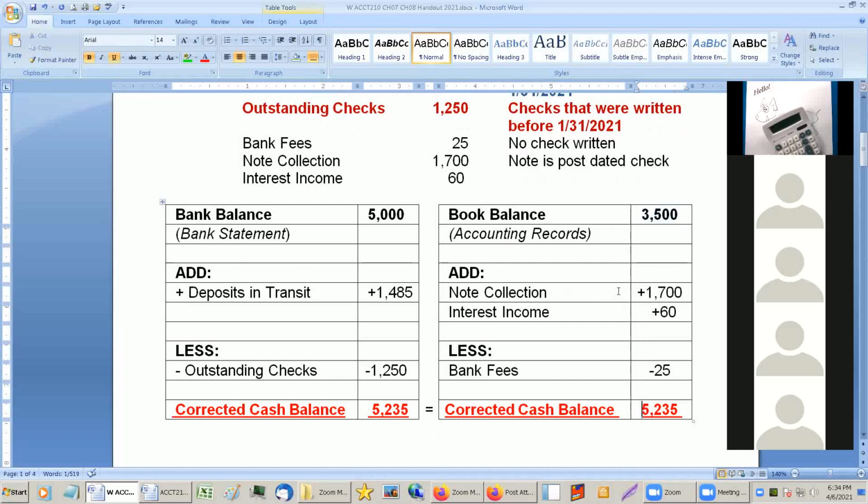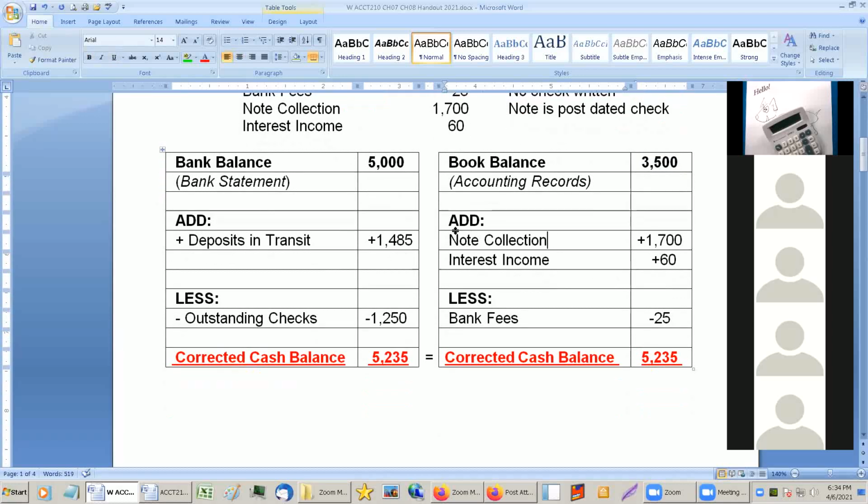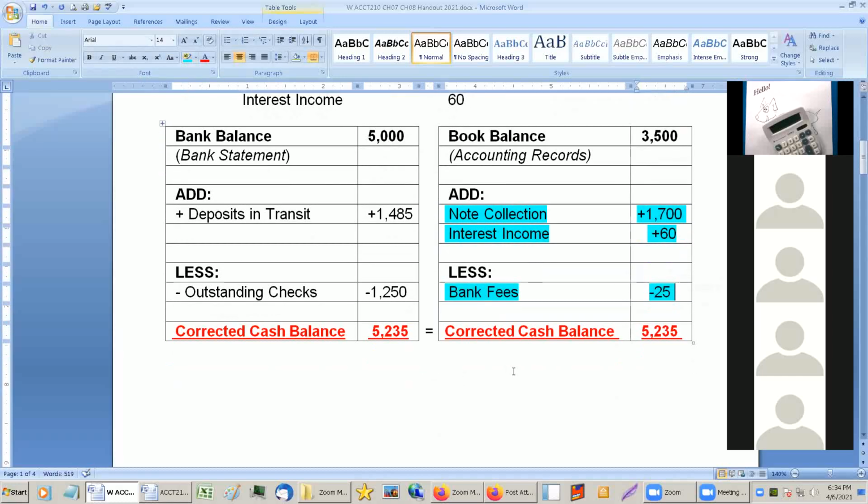Now, I'm not going to require you in this class to do that, but that's what we would do for these. For each one of these, we would take those, and we would make journal entries to get those into the accounts. Hold on a second.